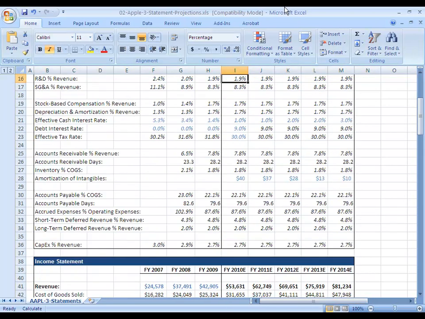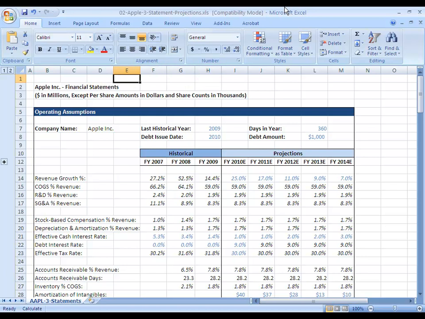Another question you can get is, what do you actually use these projections for? So it's all well and good that we have them right here, but how do you actually use them? Most of the time, you'd use a model like this for your valuation. You would use it, for example, with an LBO model. You would use it in your merger model.